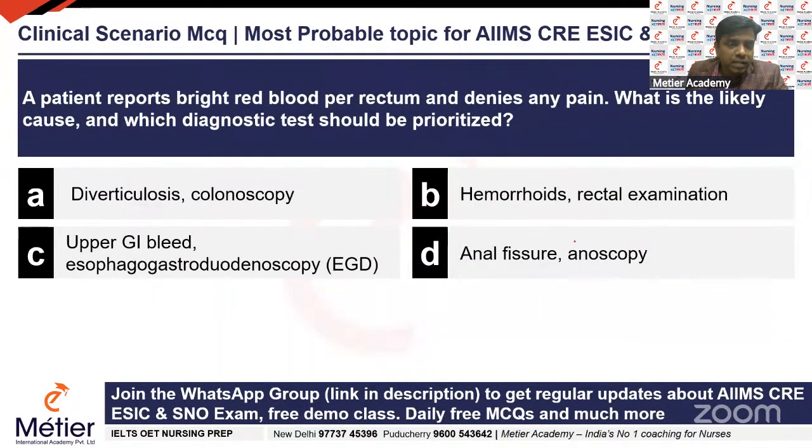Patient reports bright red blood per rectum and denies any pain. What is the likely cause, and which diagnostic test should be prioritized?